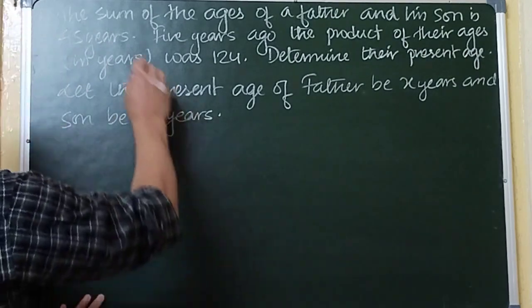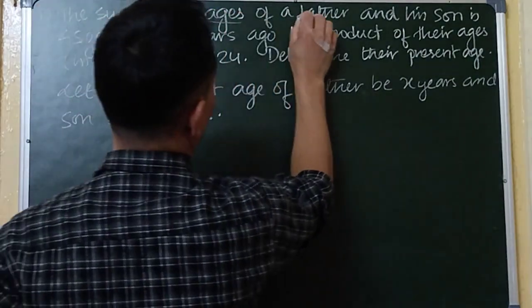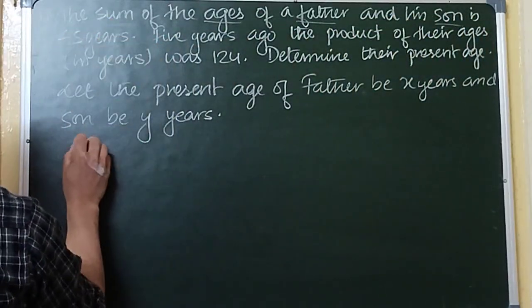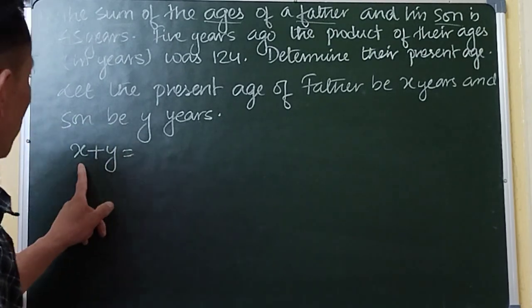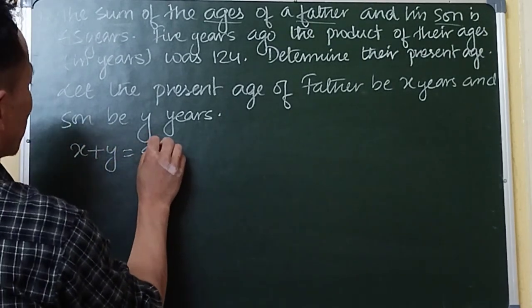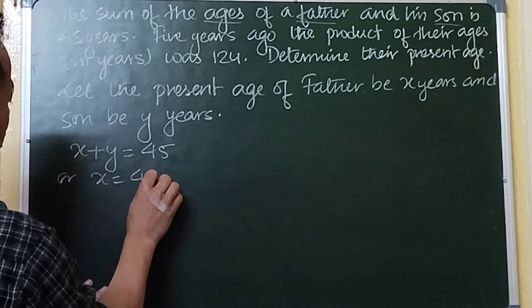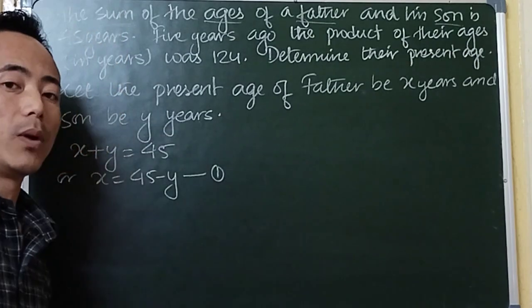Now from the first condition, you have to take the sum of the ages of father and son, and this will come out to be 45 years, which means if you add x and y, the present ages of the father and the son, this will give us 45. So you can write this as x equals 45 minus y. Let this be equation number 1.